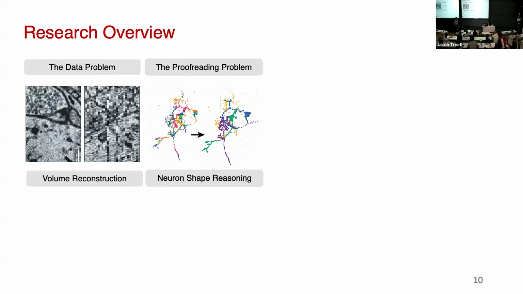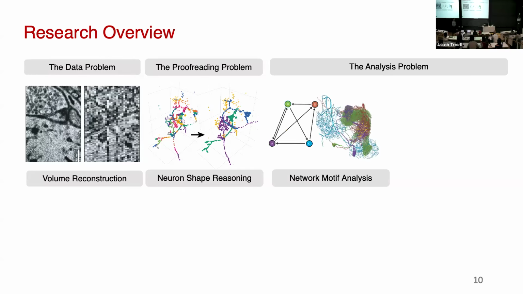The second contribution is addressing the proofreading problem, where we are proposing an algorithm that can reason over entire neuron shapes in order to detect and correct certain reconstruction errors. Then the third contribution is an interactive tool for network motif analysis in connectomes. And the final contribution is another interactive tool that studies motifs combined with morphology, like neuron morphology and network connectivity.